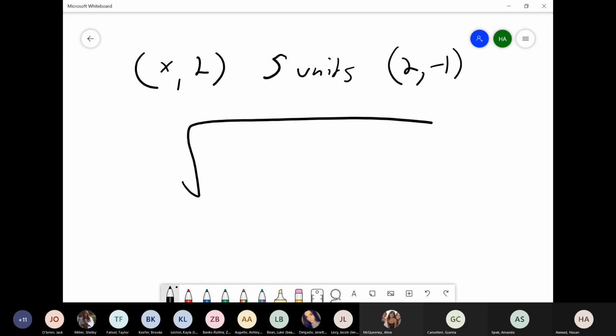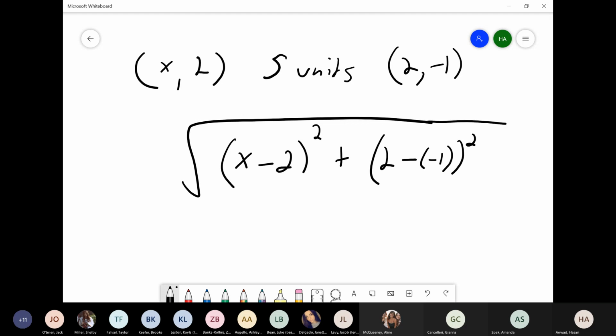So we're going to have x go first, because why not? So for x to go first, I'm just going to have x minus 2, right? 2 is the x component of the other ordered point. We square that. And we're adding, so we add over here, and now we're going to subtract our y components, right? Because we made x go first, now we have to make 2 go first. So we're going to have 2 minus -1, squared.